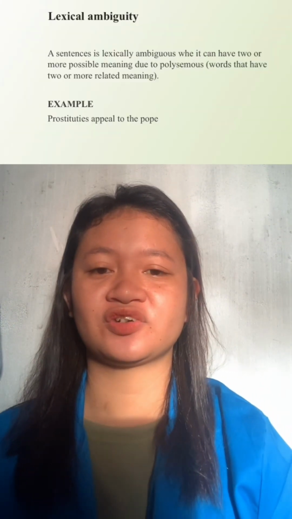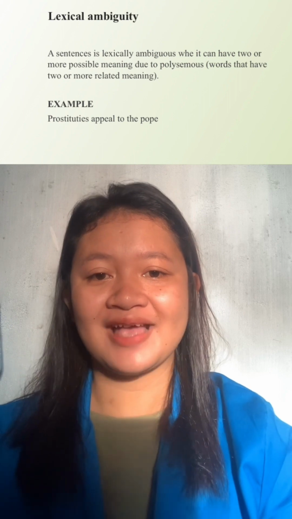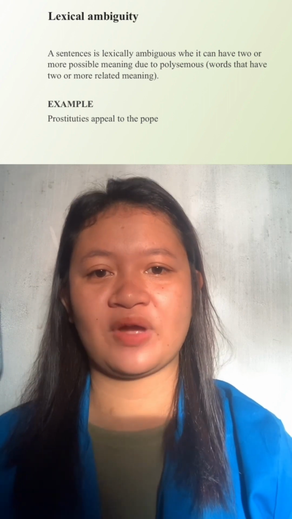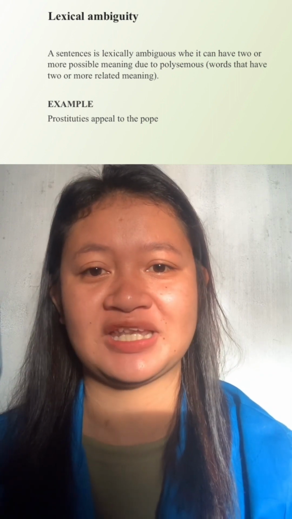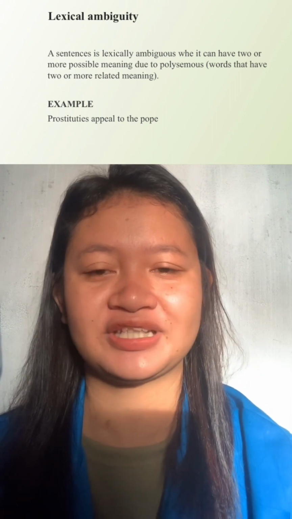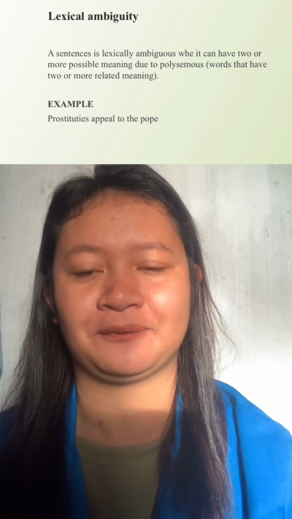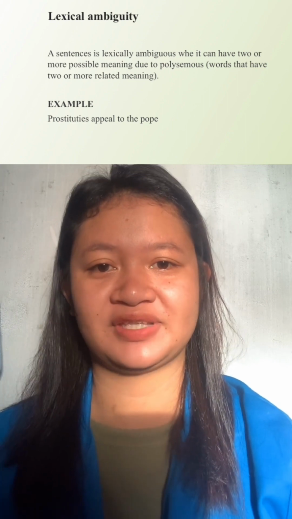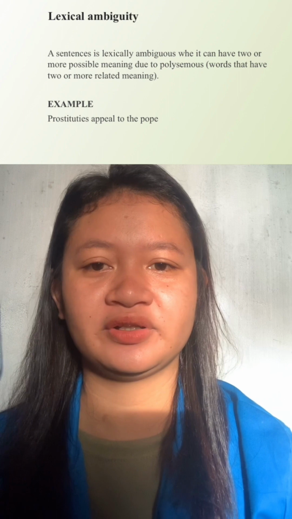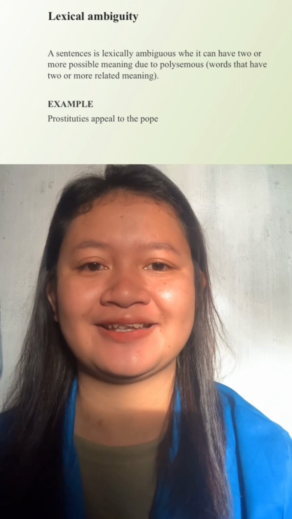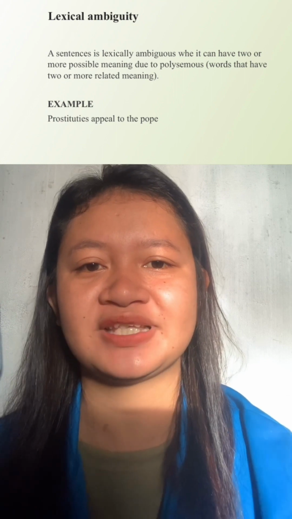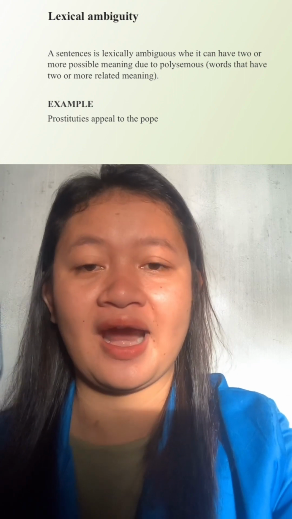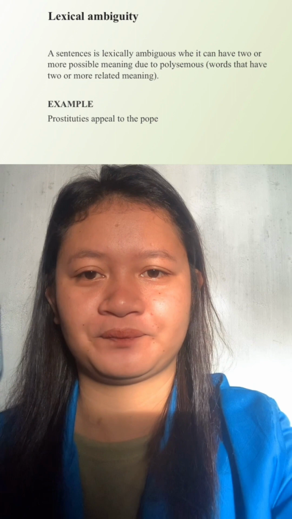And the next is lexical ambiguity and structural ambiguity. A sentence is lexically ambiguous when it can have two or more possible meanings due to polysemy, or words that have two or more related meanings. Example of a lexically ambiguous sentence: prostitutes appeal to the Pope. This sentence is ambiguous because the word appeal is polysemous and can mean ask for help or are attractive to.